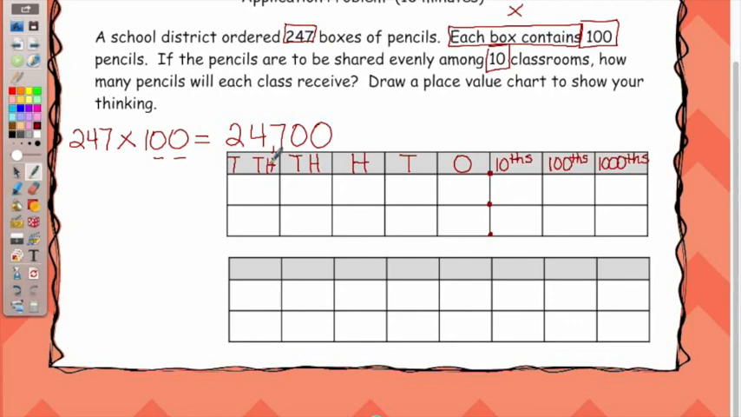Now if I'm starting with 247, a 2 in the hundreds place, a 4 in the tens, a 7 in the ones, and I multiply by 100, Jacob, birthday boy, how many place values do I move? 2. Which way? Left or right? Left. So here we go. 1, 2, bring it down. What do I write on the arrow this time? Times 100.